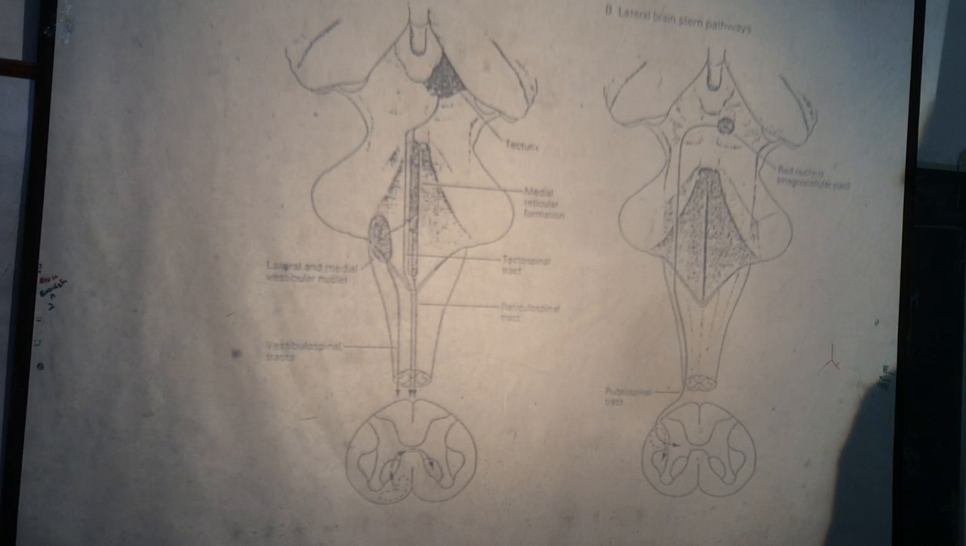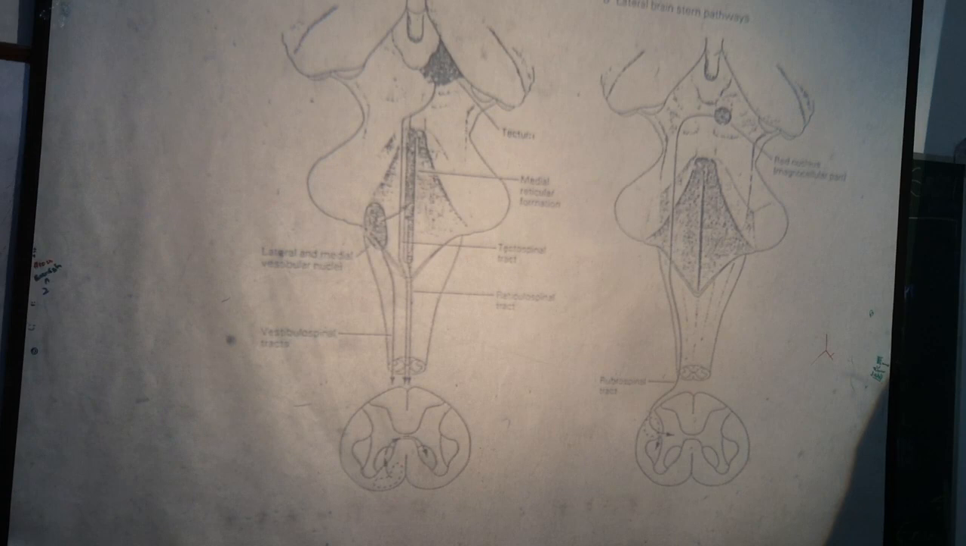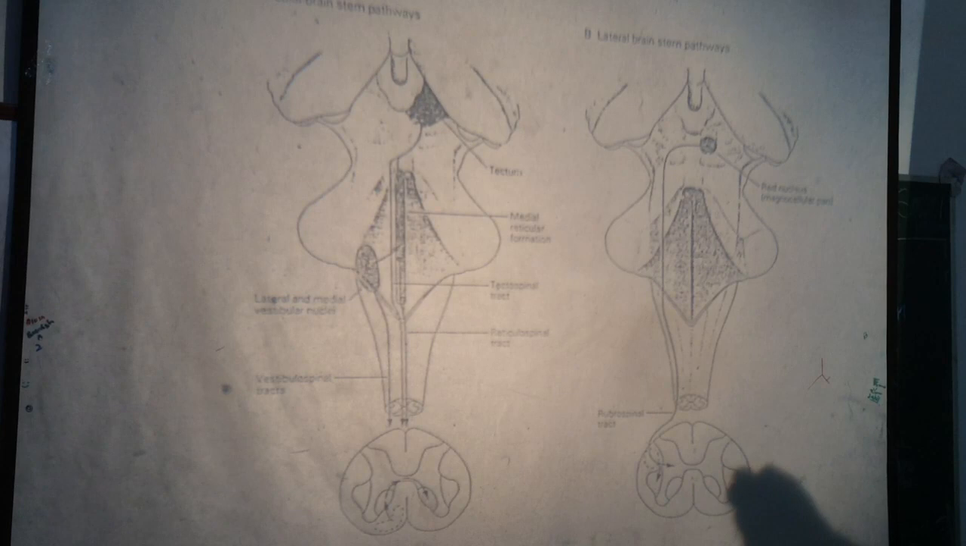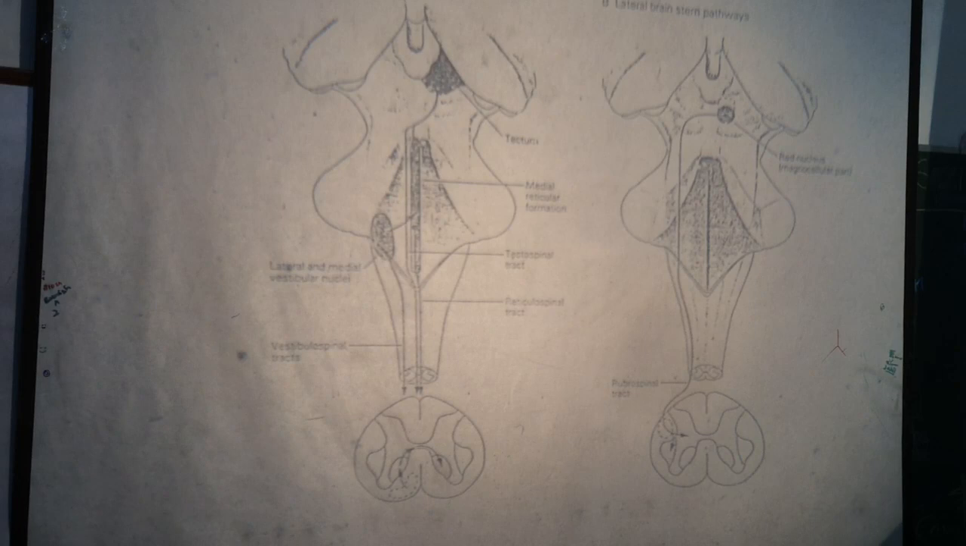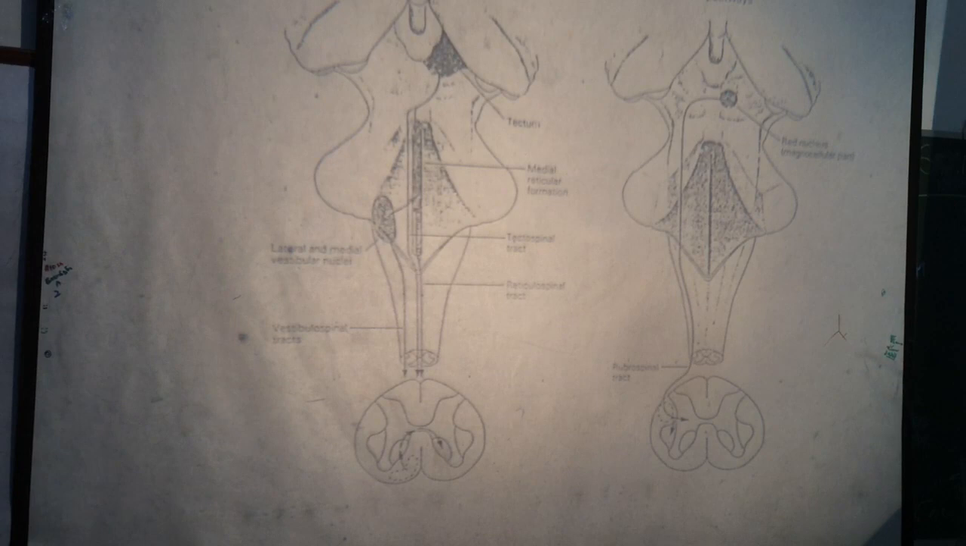The medullary reticulospinal tract, which originates from the reticular formation of the medulla oblongata, is inhibitory to the extensors or anti-gravity muscles. So the pontine component is facilitatory to extensors or anti-gravity muscles, while the medullary component is inhibitory to them.